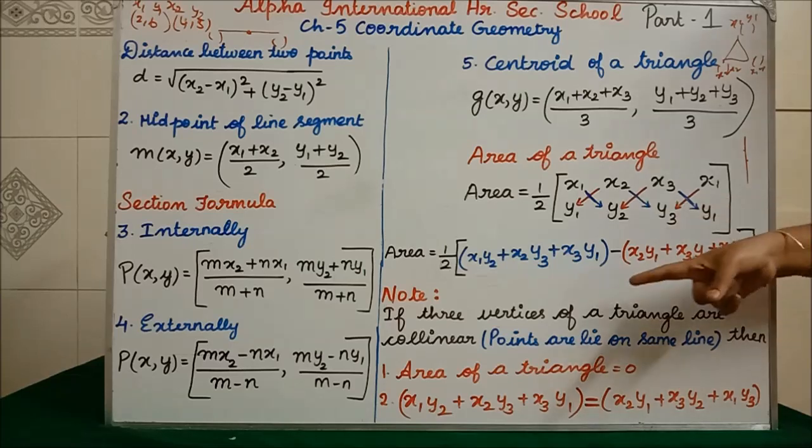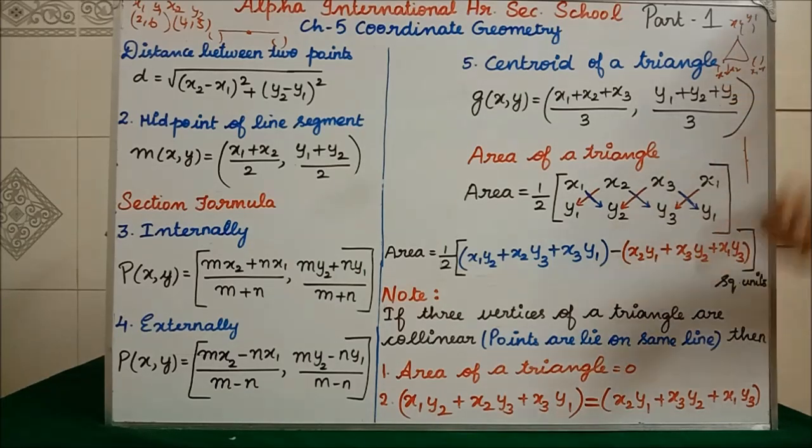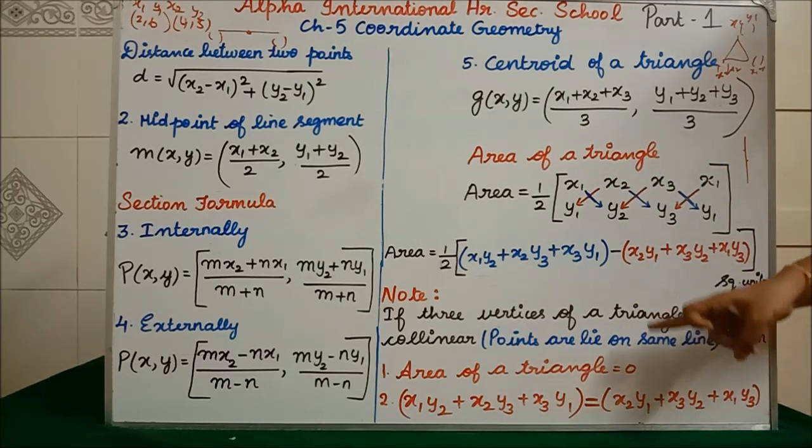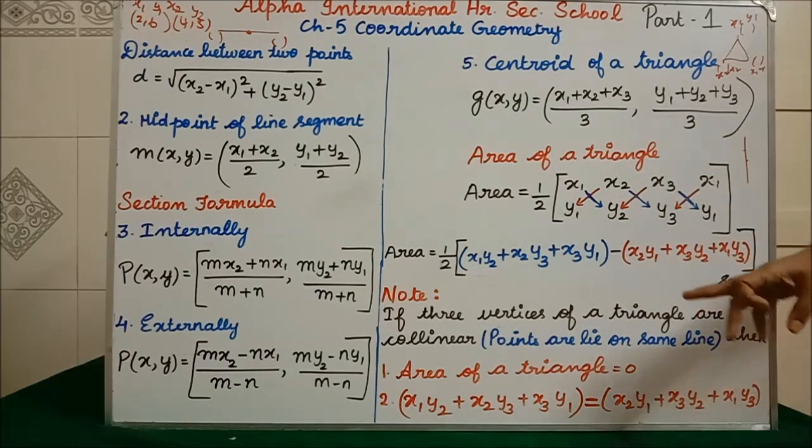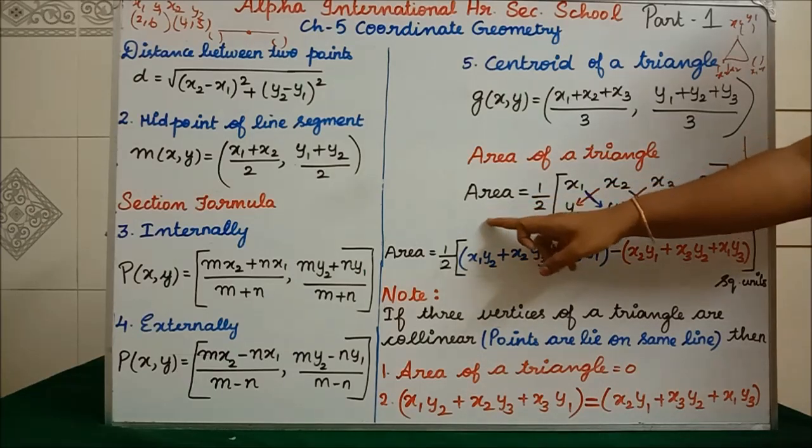If three vertices of a triangle are collinear, collinear is nothing but points that lie on the same line. If 3 points are lying on the same line, then it is collinear. How can we express this? We can write area of a triangle is equal to 0.